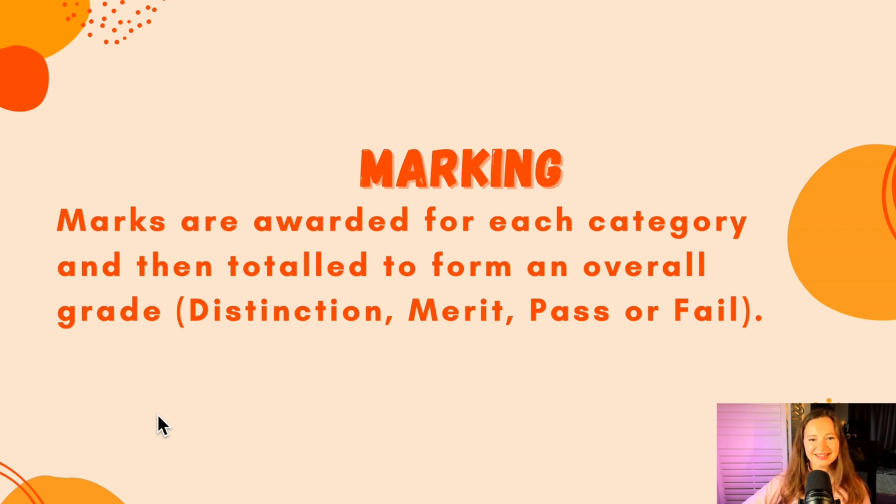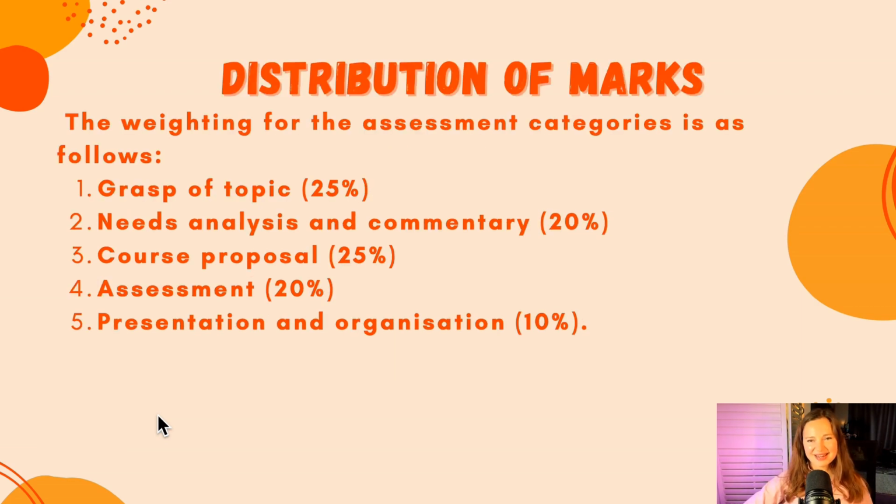Speaking of marking, let's have a look at the marks and how they are awarded. Marks are awarded for each category and then total to form an overall grade: distinction, merit, pass, or fail. And I think that right now you might be interested in the distribution of marks. So the weighting for the assessment categories is as follows. For the first part, grasp of topic, you can get 25% of marks. The second one, which is needs analysis and commentary, may give you 20%.